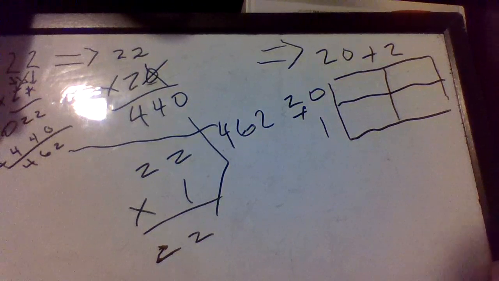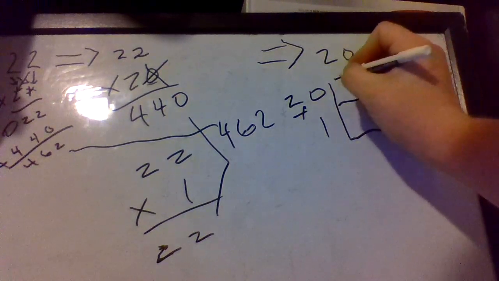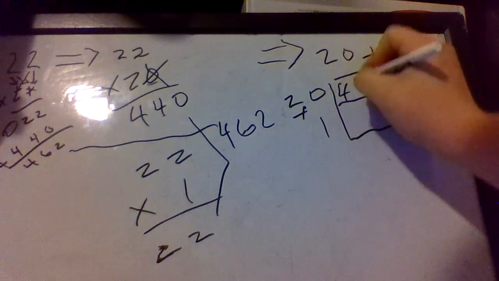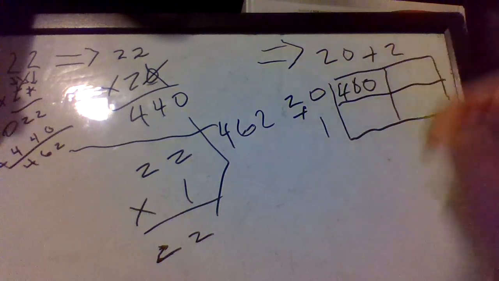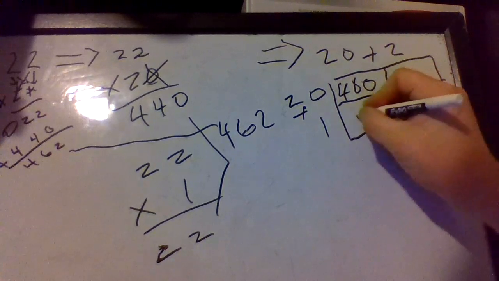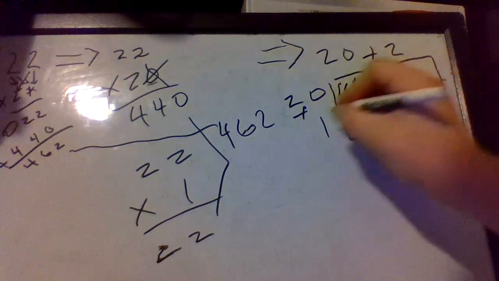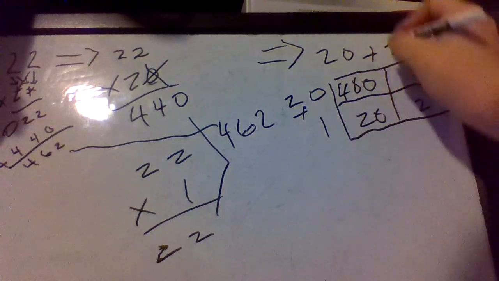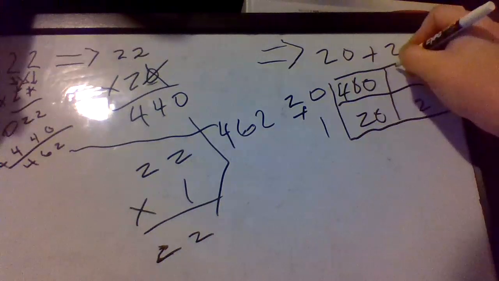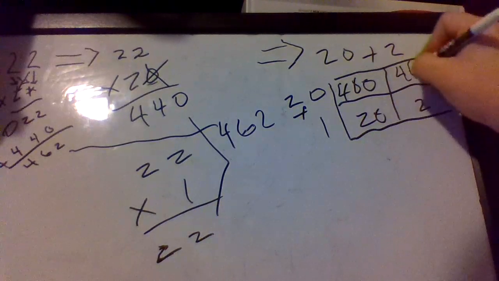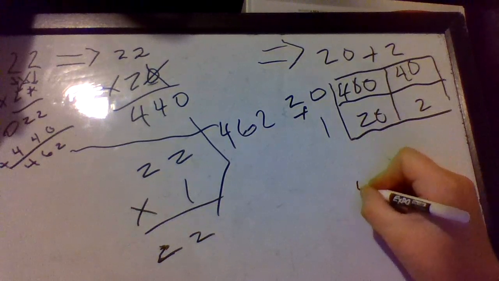So that's our reasoning. Now, 20 times 20 is 400. And the reason we know that is 2 times 2 is 4, and we add 2 zeros. 20 times 1 is 20. 2 times 1 is 2. 1 times 2 is 2. And 20 times 2 is 40. Now, if we add all those up, we're going to get the same thing.